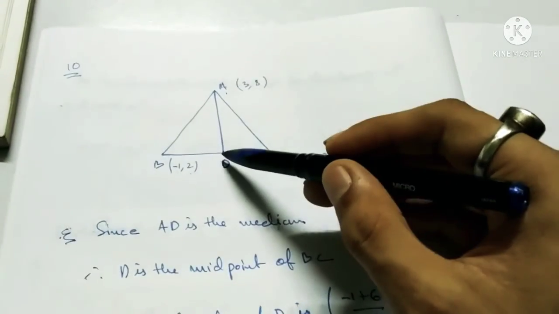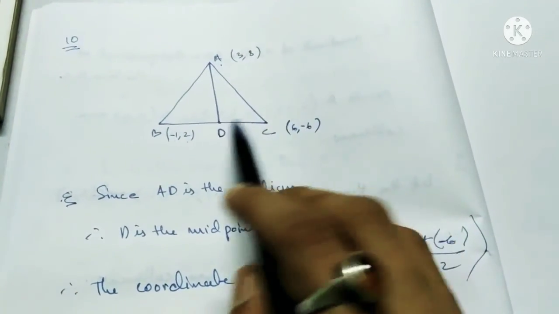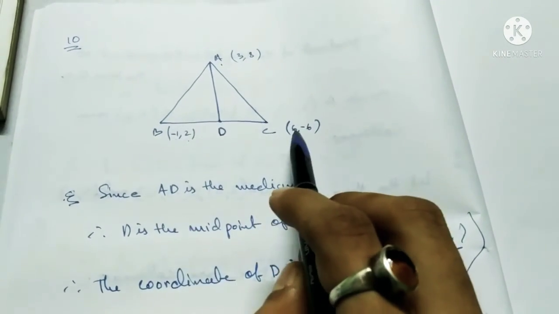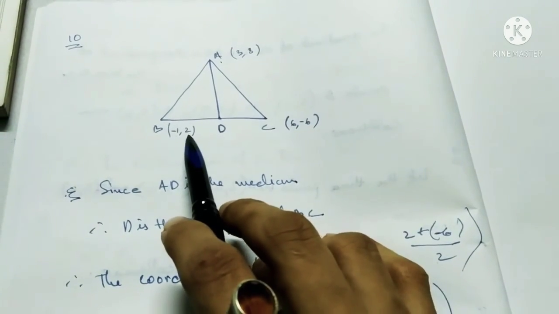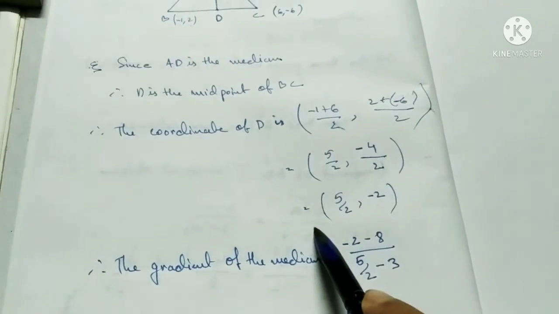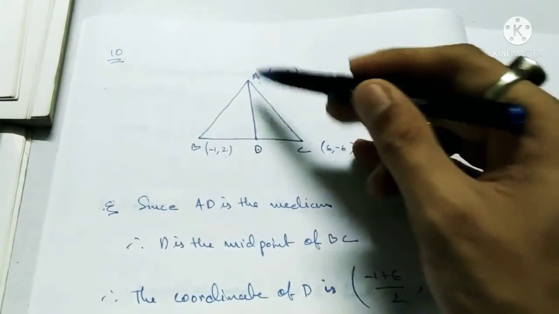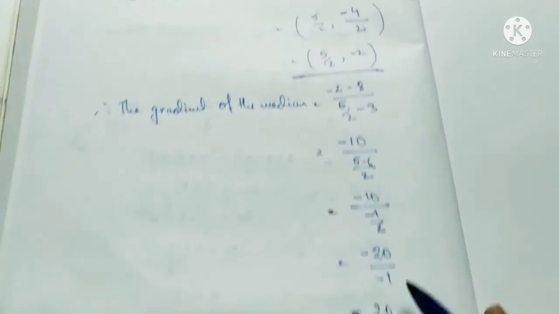Okay, this is the midpoint. So midpoint of BC, to find the coordinate, this plus this by 2, and again next one this plus this by 2. Understand? So this will be the coordinate of point D. Point D coordinate I got, point A coordinate I have. Now I can find the gradient y2 minus y1 by x2 minus x1. Understand? So gradient will be 20. Finished?